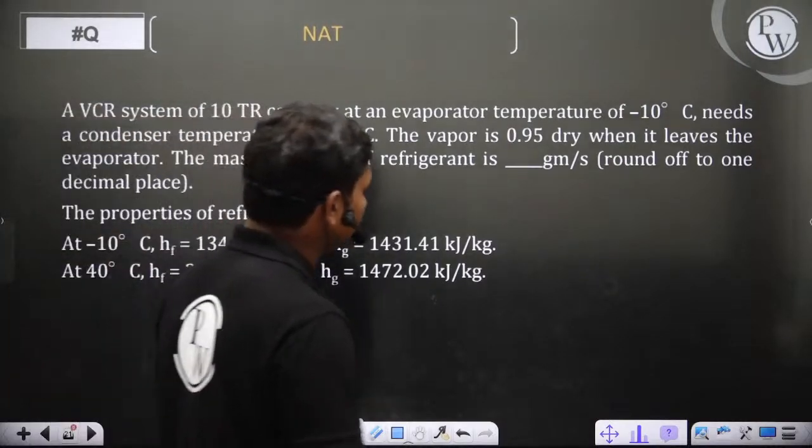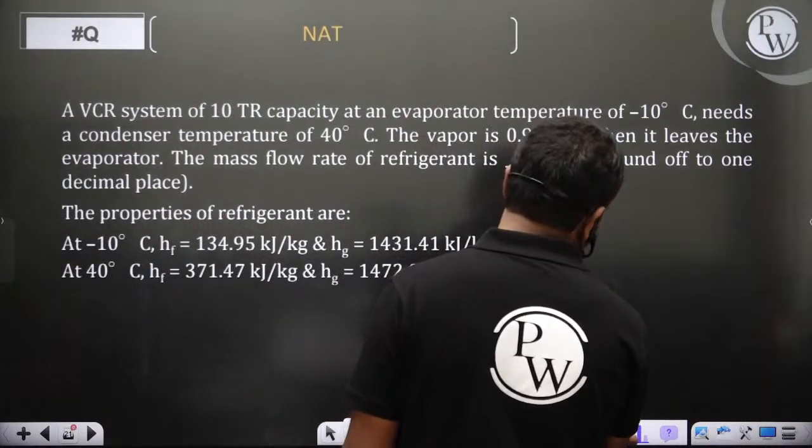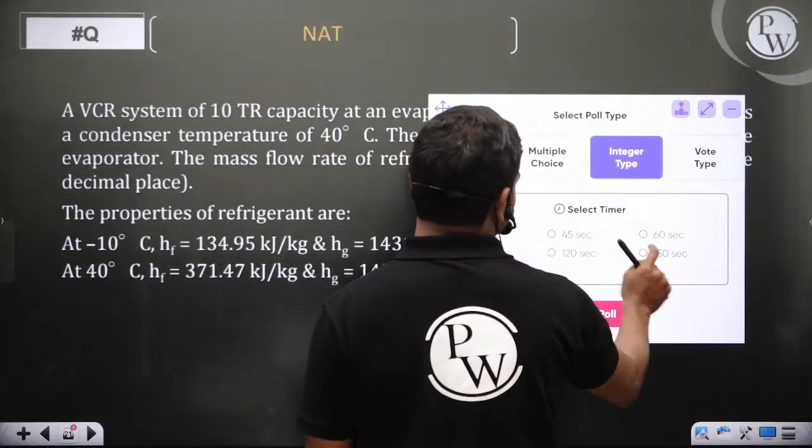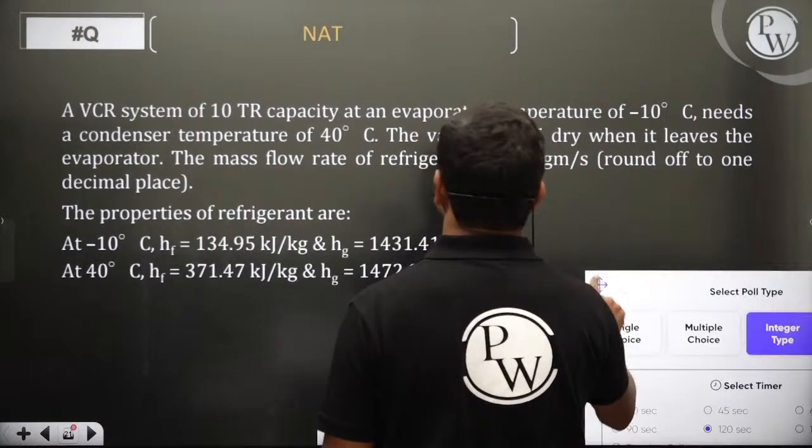All of you do this question to 1 decimal place. So maybe again you can enter in integer type 120 seconds. Okay, before starting the poll, let me see.